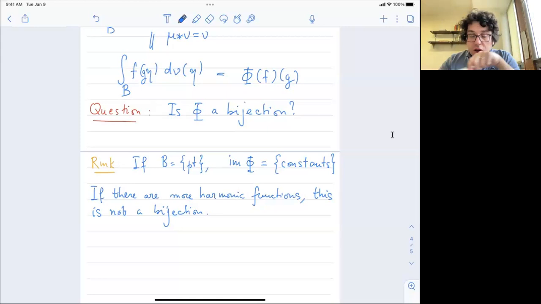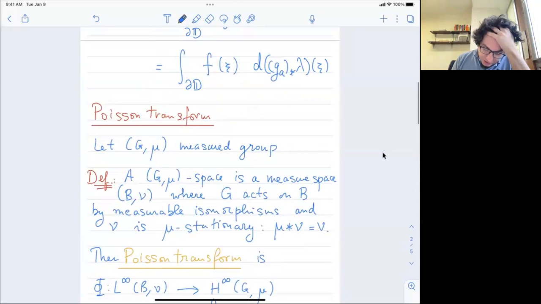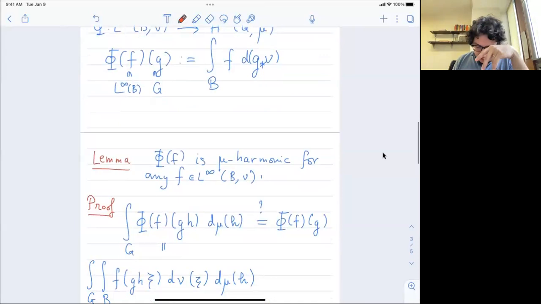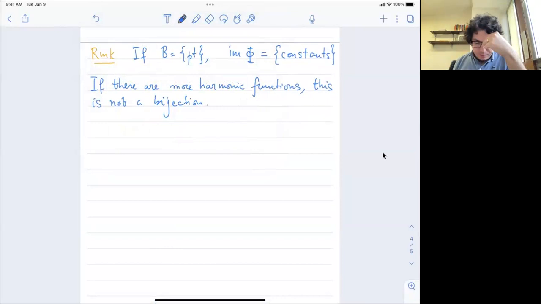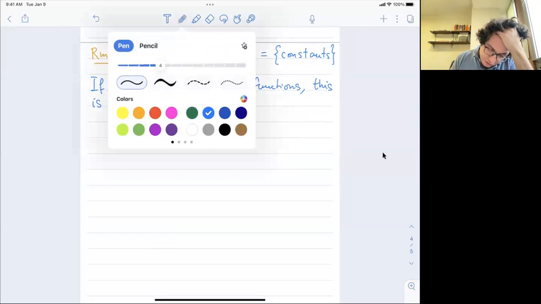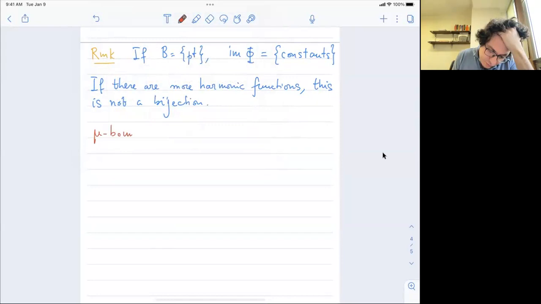Okay, so what else? Now we need another step. We don't need just the notion of G space. Here we introduced this notion of G space, which is useful, but in fact we need a further notion of boundary to make this really a theory of boundaries for random walks. And so we need the second notion, which is a notion of mu boundaries. Again, this is another definition. A mu boundary is a bit stronger than just a G space.